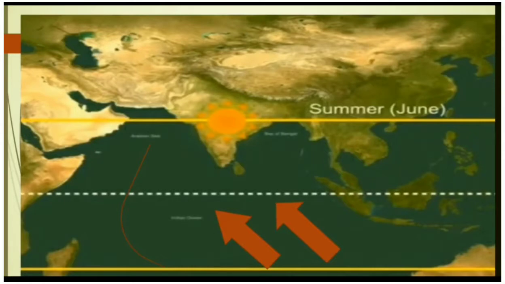Why? Because the land has developed low pressure, so it attracts the wind from the surrounding region. And wind always moves from high pressure to low pressure. It causes a little bit of rainfall, and this is the end of summer season in India.